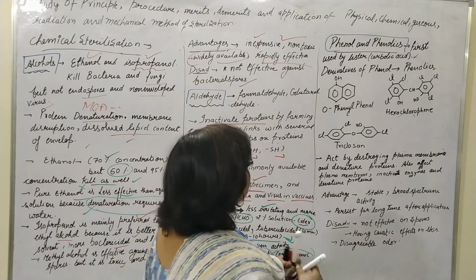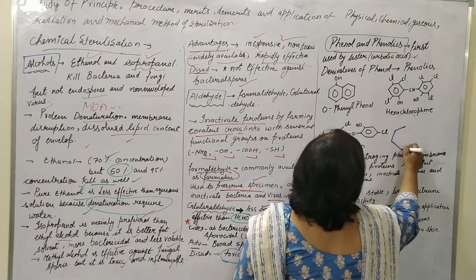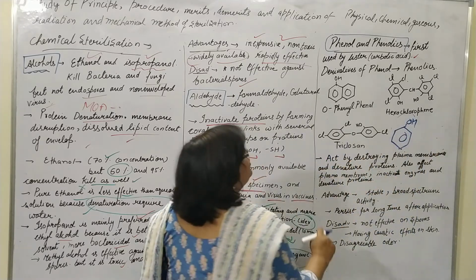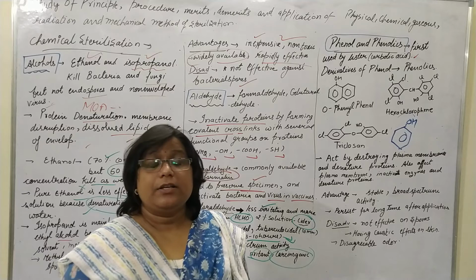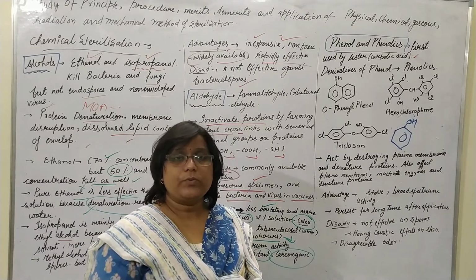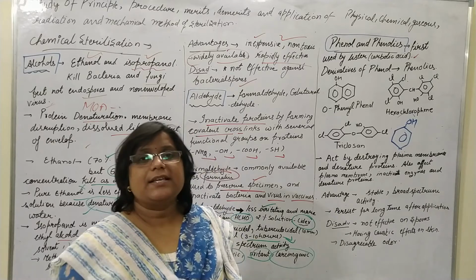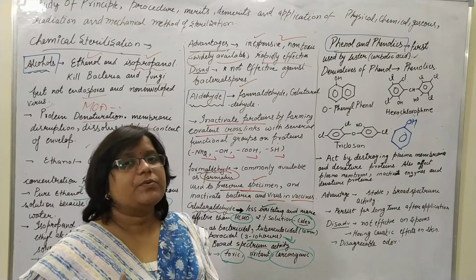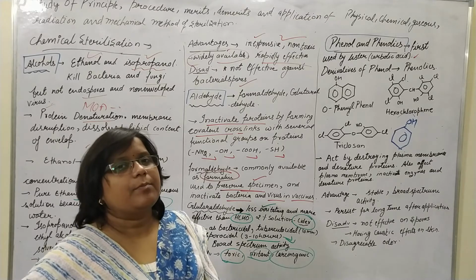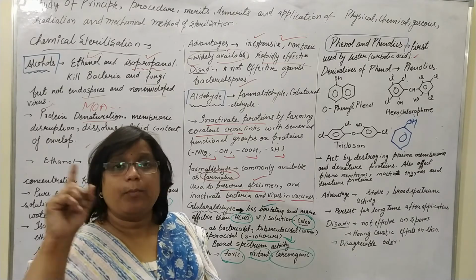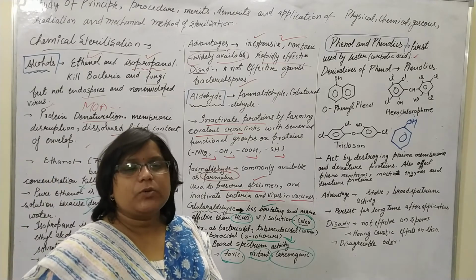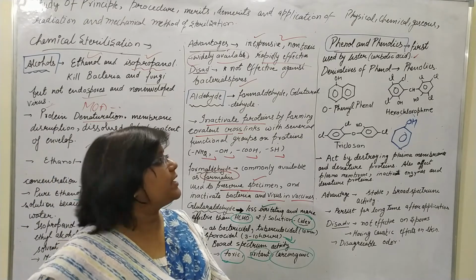The structure of phenol is here. Joseph Lister was the first scientist who used phenol to sterilize the operation theatre, as a sterilizing agent. Phenol's synonym is carbolic acid also, not carbonic acid. Carbonic acid is different, and phenol is also named carbolic acid.